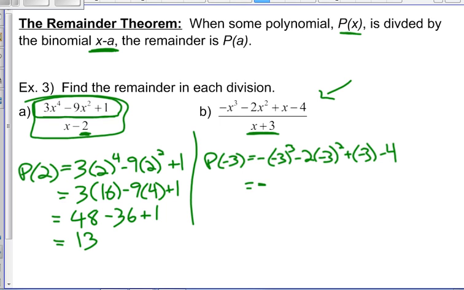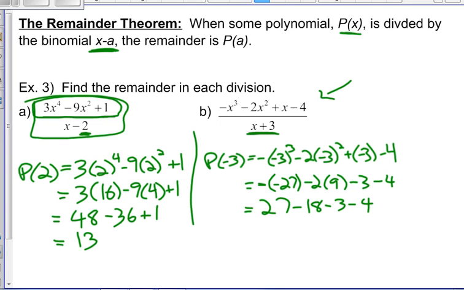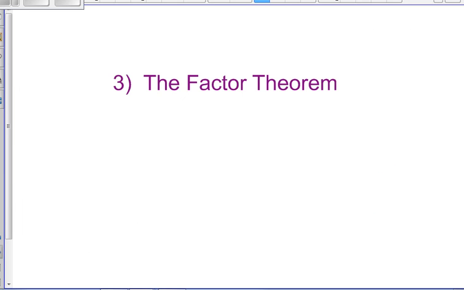So this would be negative 3 all cubed is negative 27. Minus 2 times negative 3 squared, that's positive 9. Minus 3 minus 4. Or negative 27 minus 18 minus 3 minus 4. Wait, with the signs worked out, that should give us a remainder of 2. Okay, just a quick way to check for the remainder. And you can double check your division that way.